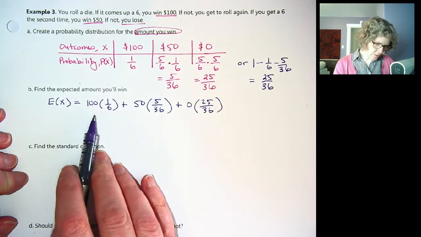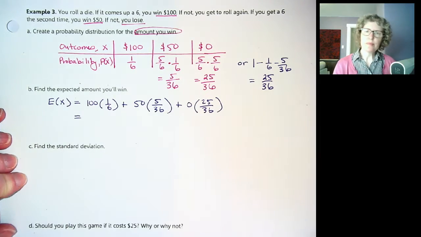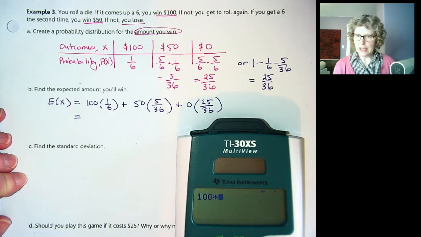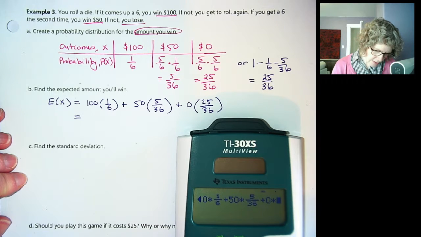Okay, so I've got each amount times its probability. The 0 is going to be 0, right? But I'm writing it anyway, just so we have it there. 100 times, and again, we're going to get a decimal at the end, so you could use either a fraction or a decimal way of doing this. I could do 100 times 1/6 plus 50 times 5/36 plus 0. Again, I don't really need that number. I know it's going to be 0.